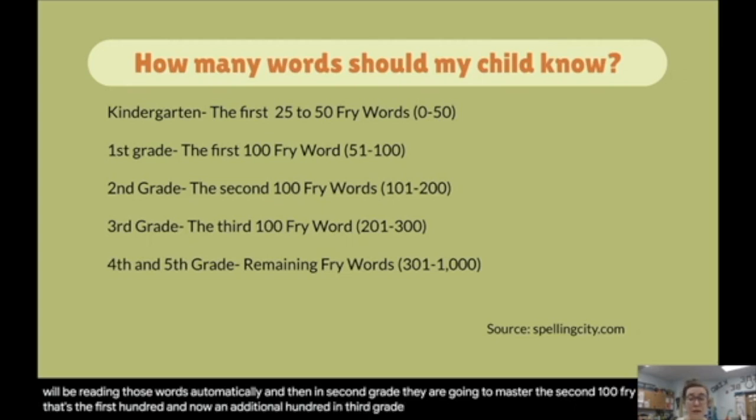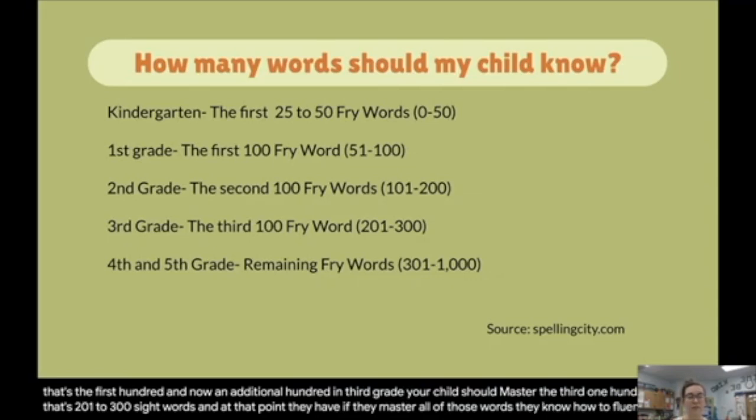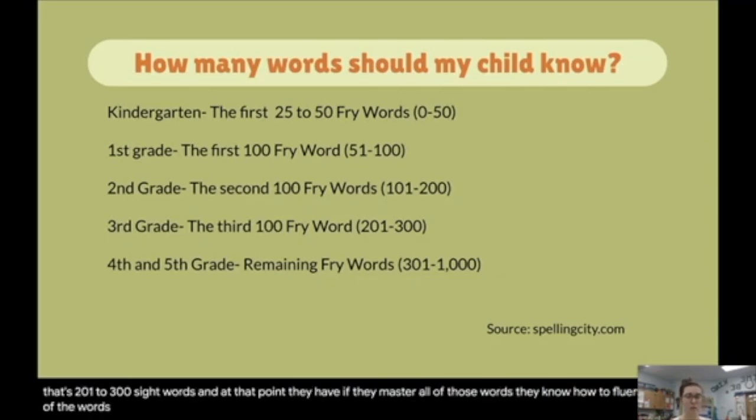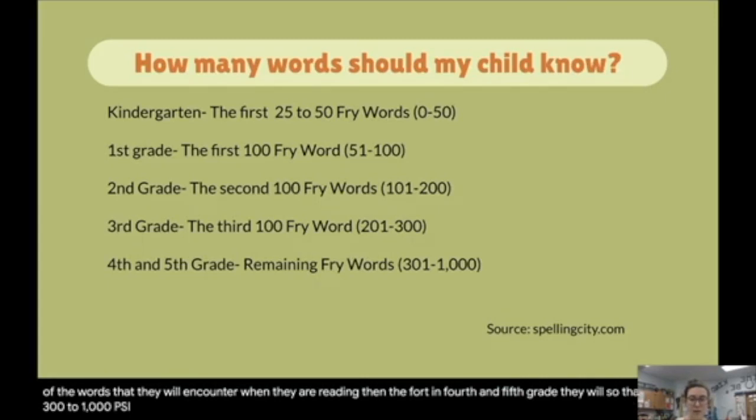In 3rd grade, your child should master the third 100 Fry words. So that's 201 to 300 sight words. And at that point, if they master all of those words, they know how to fluently read 65% of the words that they will encounter when they are reading. Then in fourth and fifth grade, they will master the remaining Fry words. So that goes from 300 to 1,000 sight words.